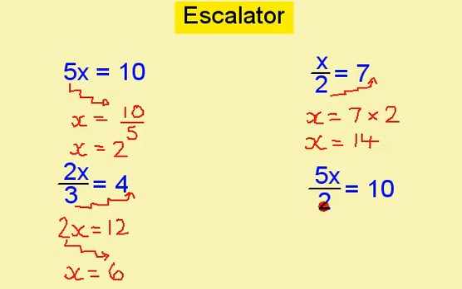Same on this one, we've got 2 escalators, so we're going to take the 2 up the escalator first of all, which leaves me with 5x, 10 times 2 is 20. Now for my second escalator, the 5 goes down, so I've got x equals 20 divided by 5, which is 4.